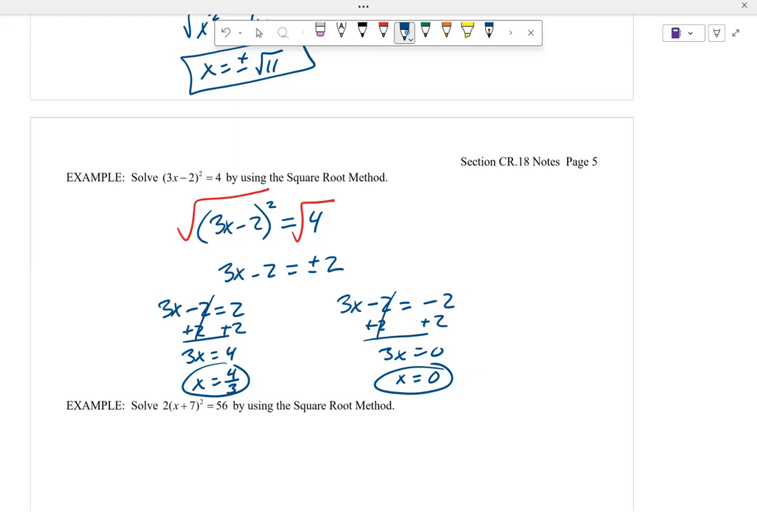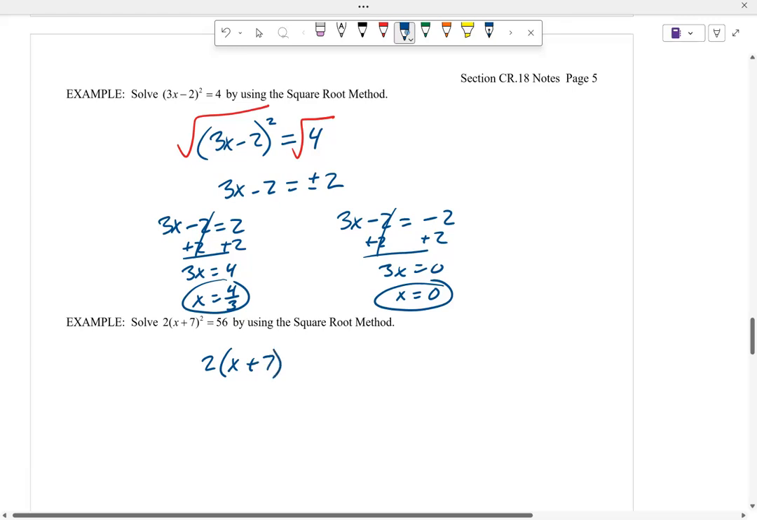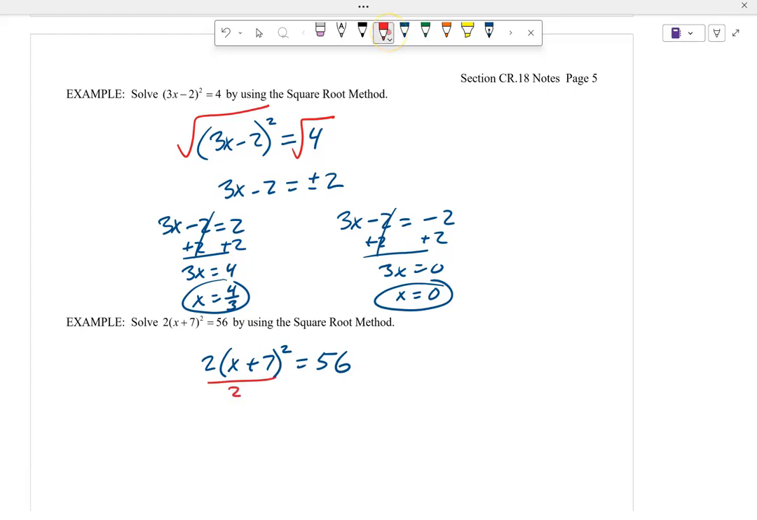This one below it, I've got 2 times that perfect square, x plus 7 squared, being 56. So I want to get rid of the 2 first, right? 2 is being multiplied by it. So let's undo it. So I've got x plus 7 quantity squared equals 28. And now I've got the perfect square equaling the whatever on the right hand side. So we're going to go ahead and square root that. So that'll undo it. X plus 7 equals plus or minus the square root of 28.